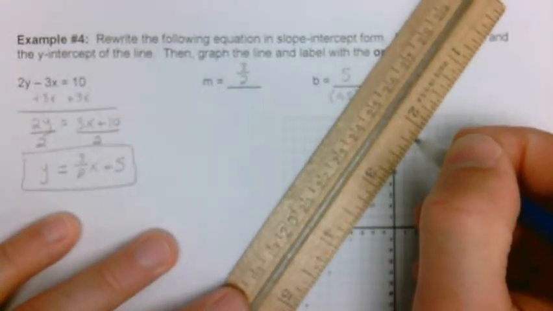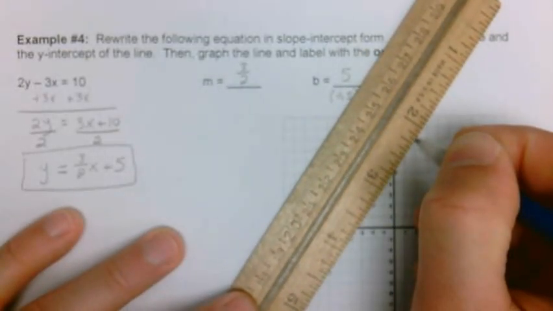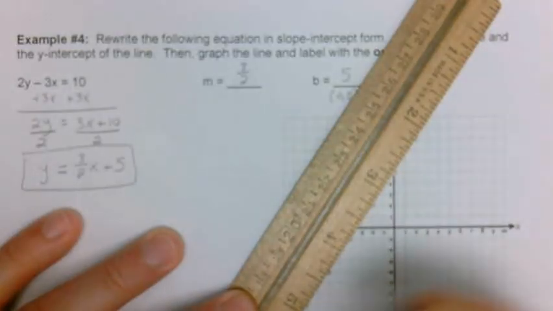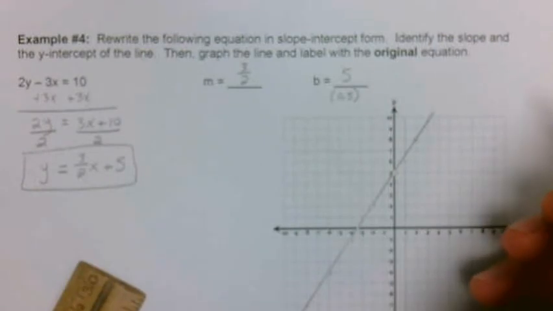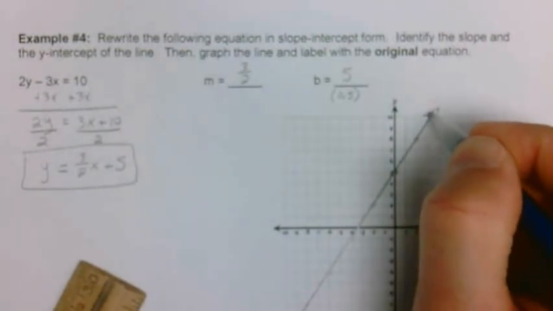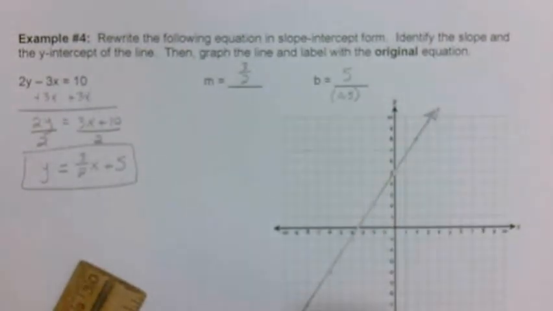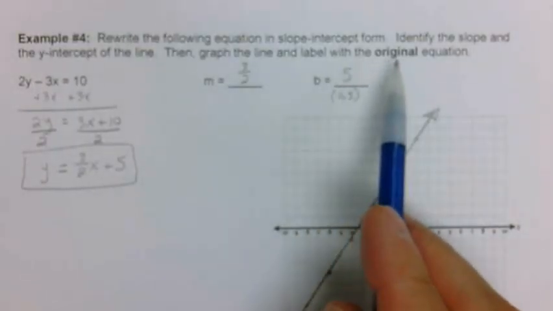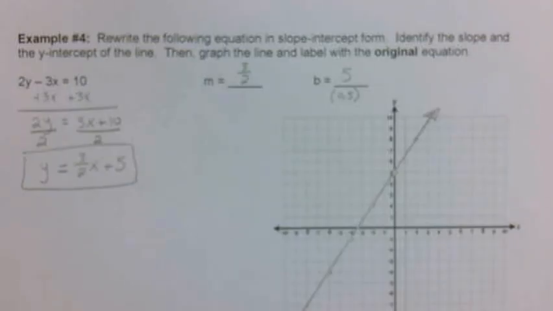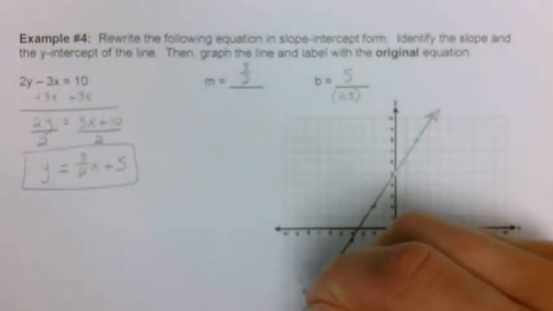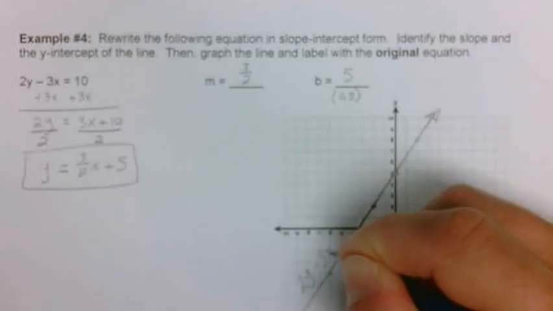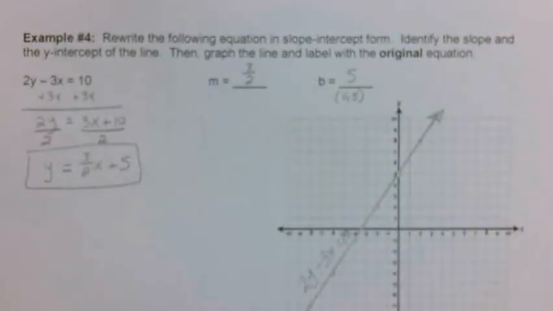So we're going to extend through our points in both directions as far as we can go on our graph. All right, so it's going to look something like that. Don't forget, you need arrows on both ends so that you graph a line and not a segment. And then label with the original equation. So this is the line with the equation 2y minus 3x equals 10. And again, that's equivalent to the line y equals 3 halves x plus 5.